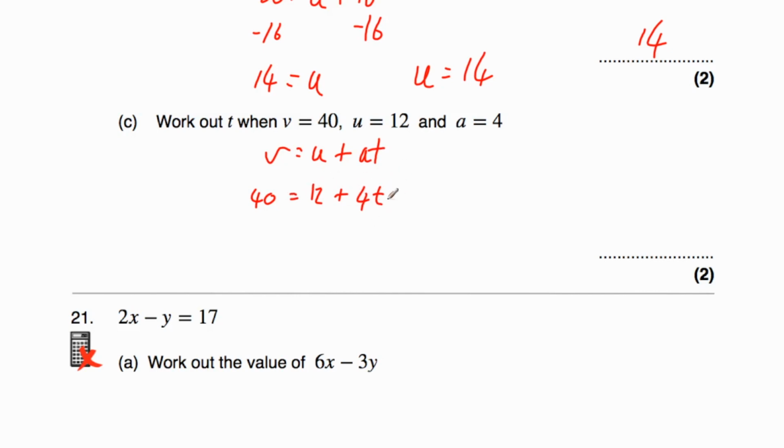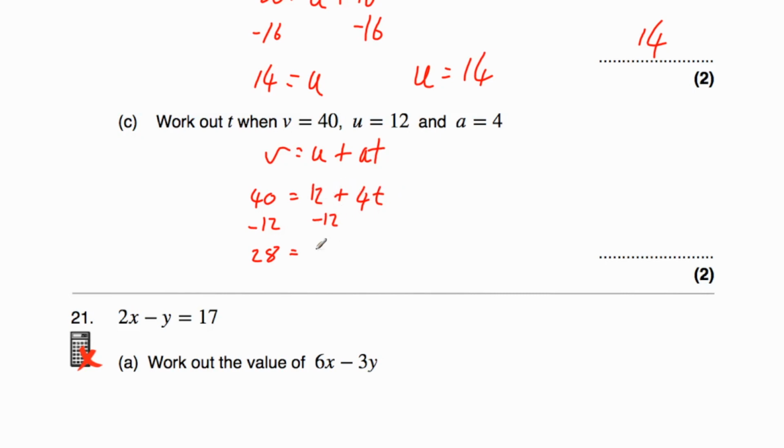So we want to get the t on its own, so we want to get rid of this 12, and then we want to get rid of this multiplied by 4. So let's get rid of the 12 by taking away 12 and take away 12. On our left hand side, 40 take away 12 is 28 and is equal to, and on our right hand side we had 12 plus 4t.